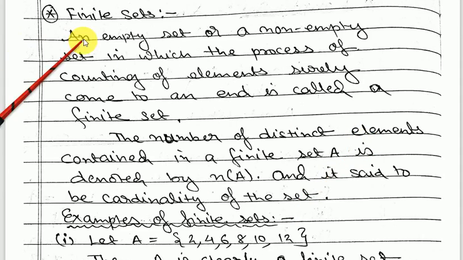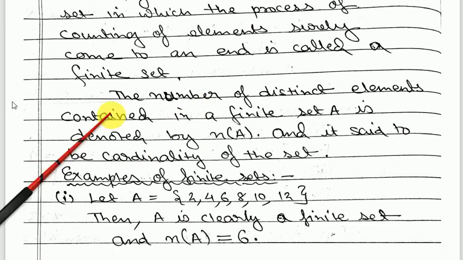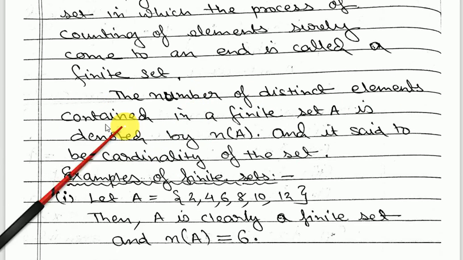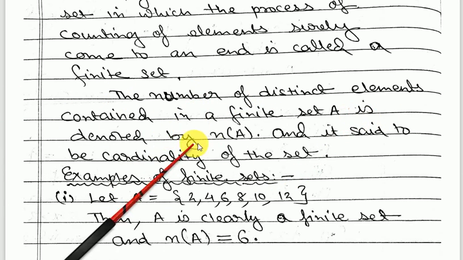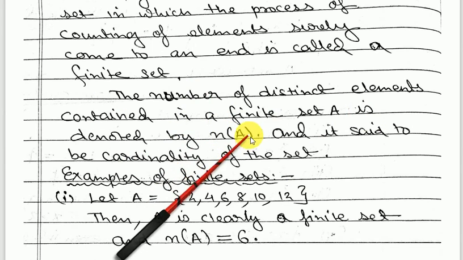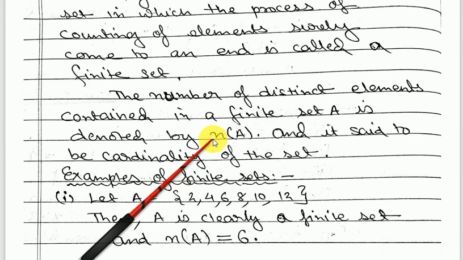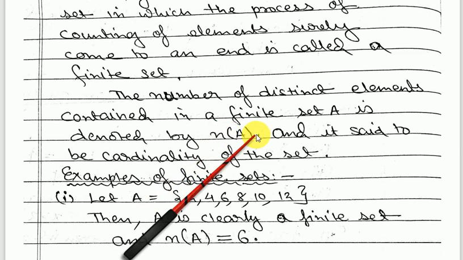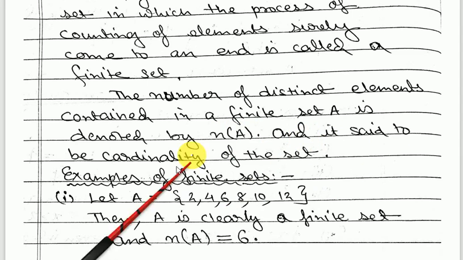Next are finite sets. An empty set or a non-empty set in which the process of counting of elements surely comes to an end is called a finite set. The number of distinct elements contained in a finite set A is denoted by n, and in brackets you write A. That means this gives you the number of elements in set A, and it is called the cardinality of the set.